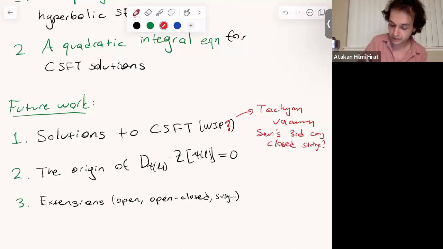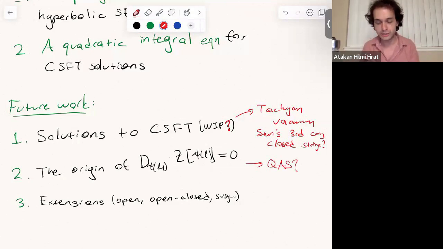The fact that in this tachyon vacuum there are no perturbative excitations would certainly be a very neat thing to prove. Another thing is the origin of this constraint, as I emphasized. Is there a deeper meaning to it in this context? I am not particularly sure yet. And the third thing is that you can obviously consider extensions.